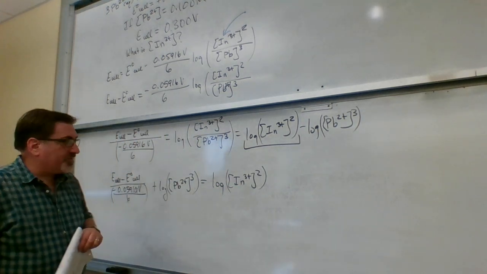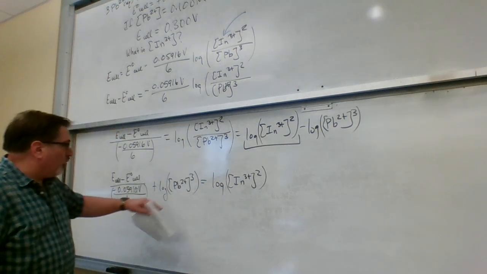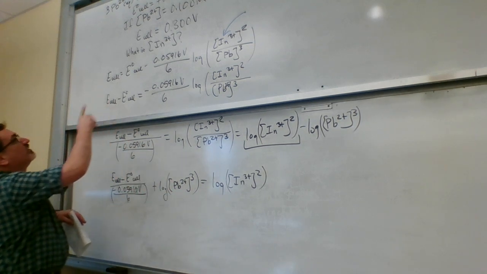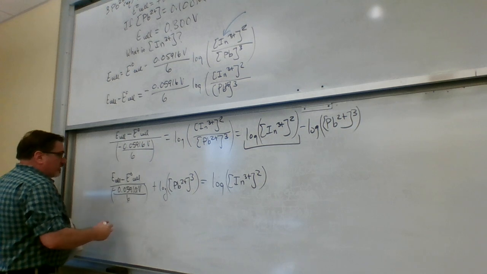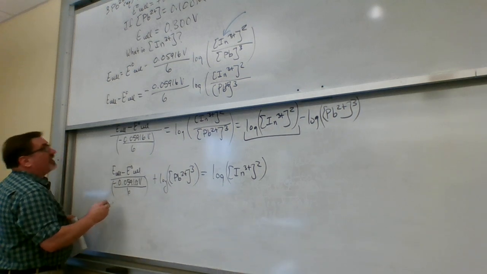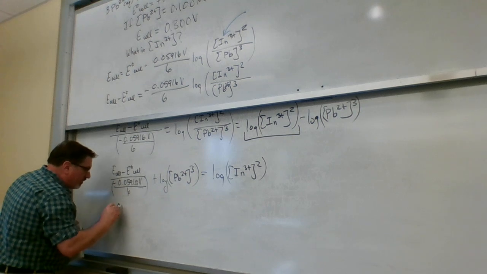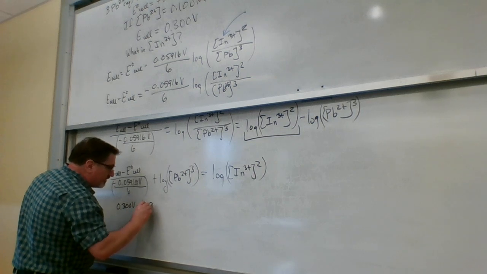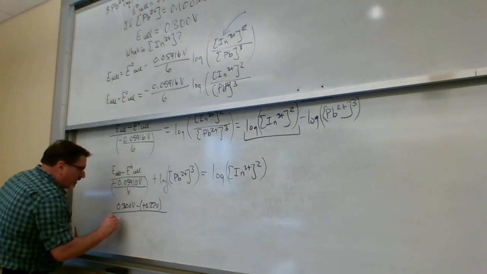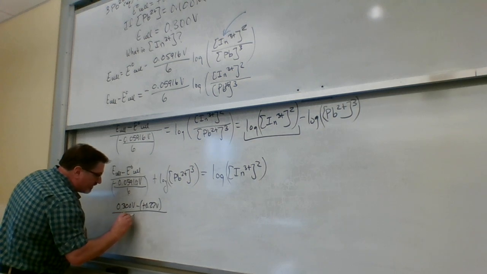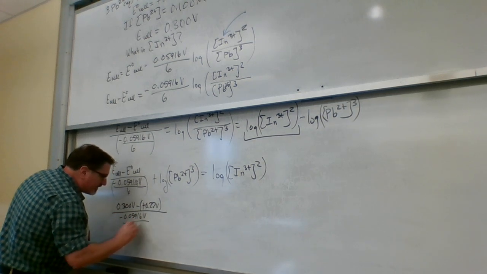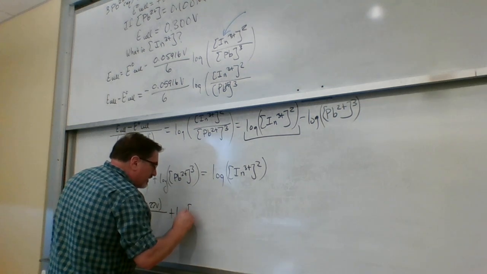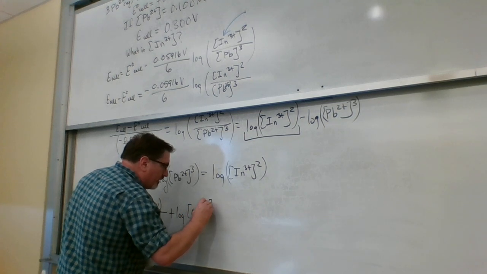Now we can start plugging in some numbers. We got our indium separated by itself. We know all of this other stuff: E cell, E0, all of this stuff. Pb2+ was 0.1 molar. So here we go. We're going to plug in our values. E cell, we said it was 0.3 volts, minus E0 for the cell, which was plus 0.22 volts, over the quantity minus 0.05916 volts divided by 6, plus the log of 0.100 molar cubed.